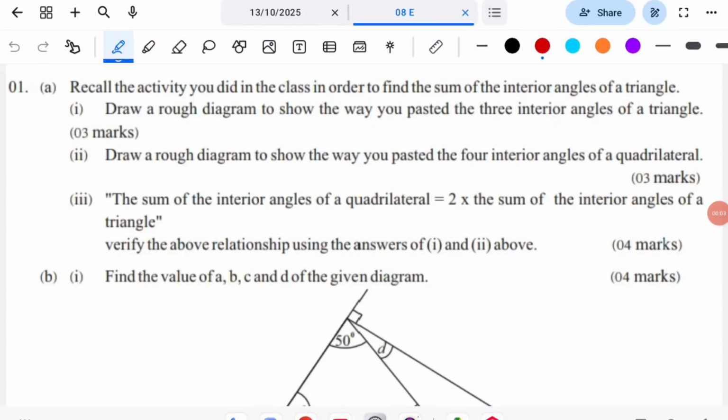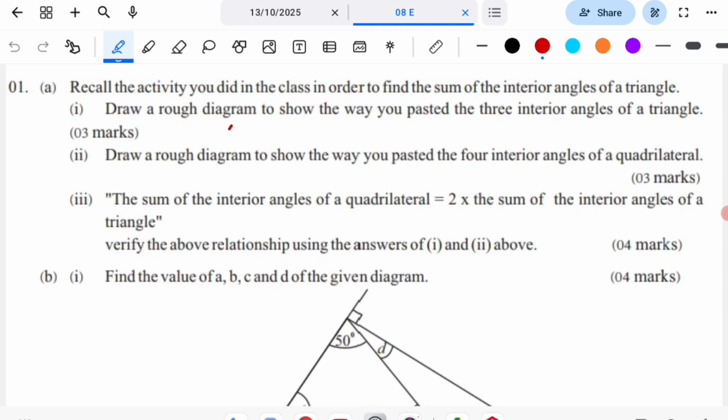Recall the activity you did in the class in order to find the sum of interior angles of a triangle. Part 1. Draw a rough diagram to show the way you pasted three interior angles of triangles.